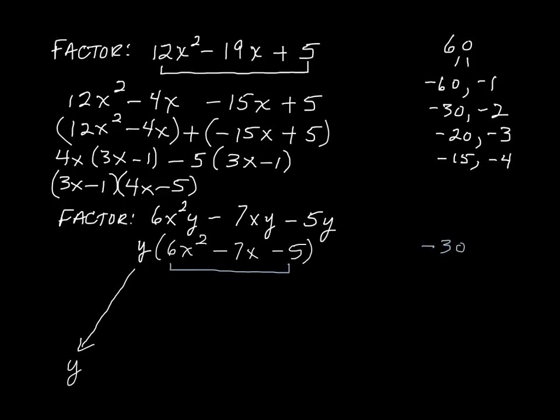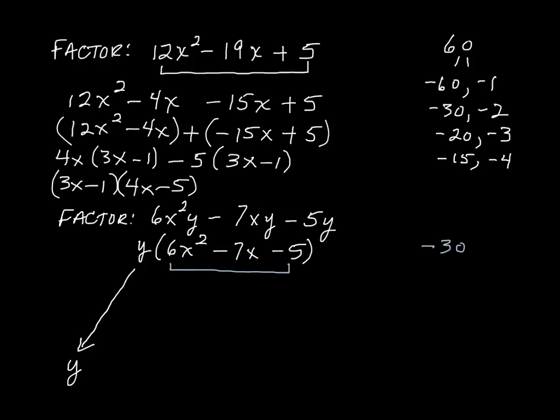Negative 30, add to negative 7. Now remember, when two numbers multiply to a negative, that means one of the numbers has to be positive and one has to be negative. That's the only way you can multiply two numbers and the answer is negative, is if one is positive, one is negative. But they have to add to a negative 7. Okay, what two numbers multiply to negative 30 but add to negative 7? Take a minute, think about the different factors.